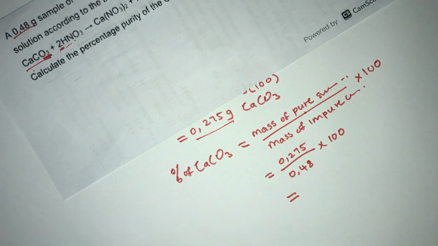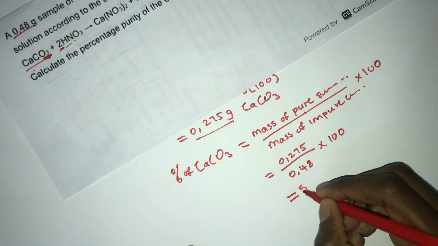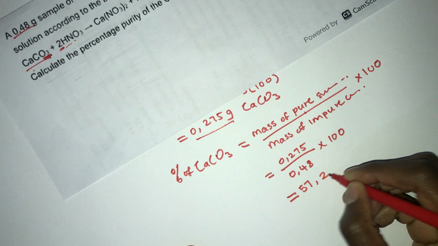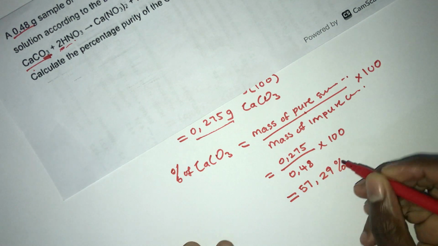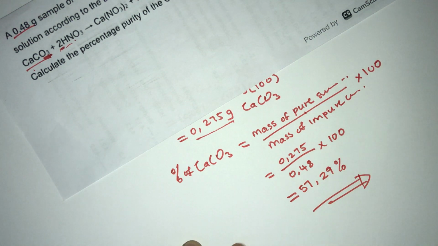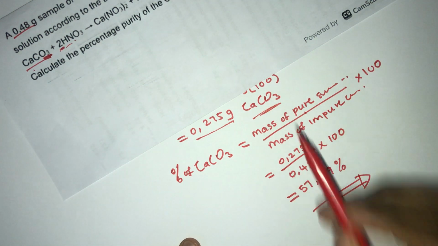So now what do we get? The answer is 57.29%. So this is the percentage purity of the calcium carbonate.